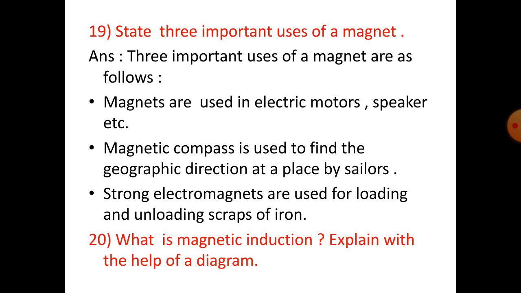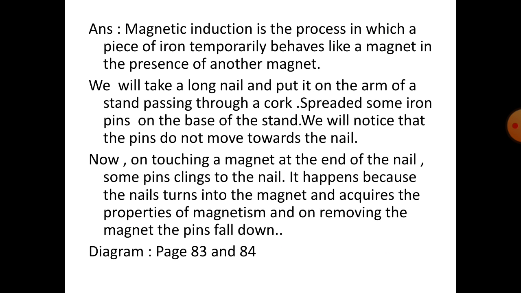Number 20. What is magnetic induction? Explain with the help of a diagram. Magnetic induction is a process in which a piece of iron temporarily behaves like a magnet in the presence of another magnet. We will take a long nail and put it on the arm of a stand passing through a cork. Spread some iron pins on the base of the stand.